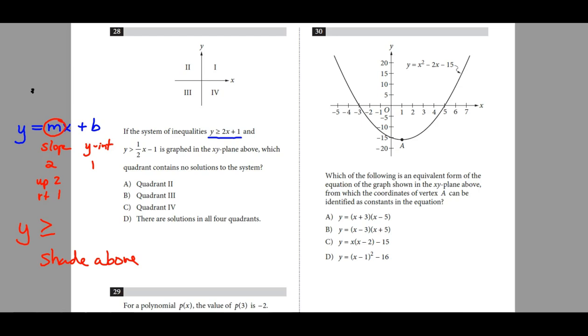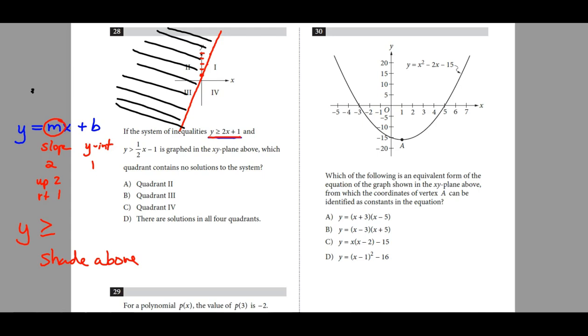So let's sketch this out. Let's mark off a little bit here. We'll call this 1, 2, 3, 4, 5. And so this line, when I draw it, crosses the y-axis at 1 and has a slope where it goes up 2 over 1, up 2 over 1. So here's my line. And the solution to this line is we're shading everything above that line. So this region over here would be the region that's getting shaded. That's all above the line there.